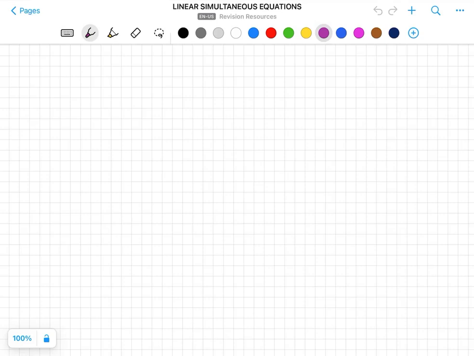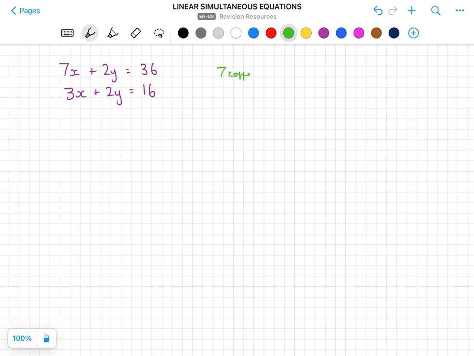Linear simultaneous equations. Looking at an example, 7x plus 2y equals 36 and 3x plus 2y equals 16. Now let's consider this if this was something in words. If you buy 7 cups of coffee and 2 cups of tea and it costs £36, then you buy 3 cups of coffee and 2 cups of tea, the cost is £16.